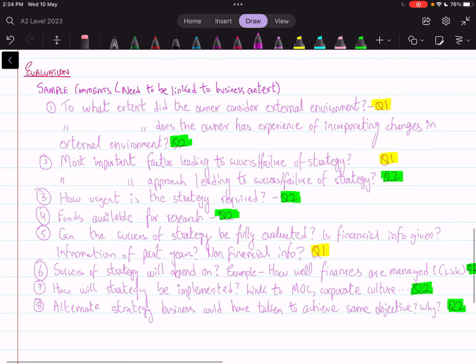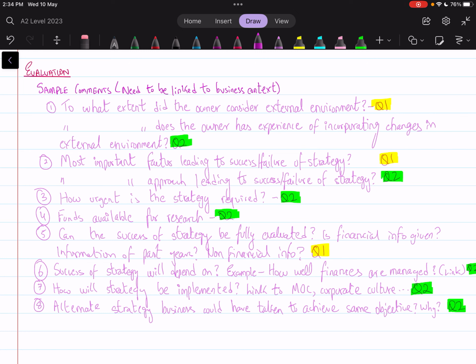So I would want you to go through all of these evaluative comments and make sure that whenever you mention these comments, they are applied in context. I've seen many students just write evaluative comments that the business would need to consider the external environment, for example, PEST and SWOT. No, why? Why do you say so? What is something in PEST that would be very important for this business?